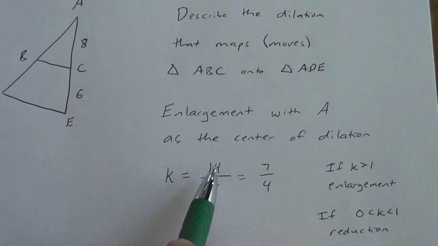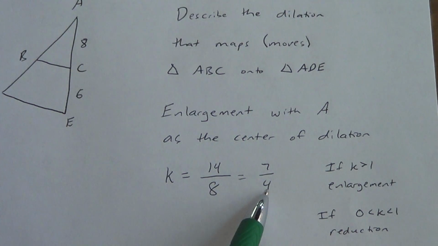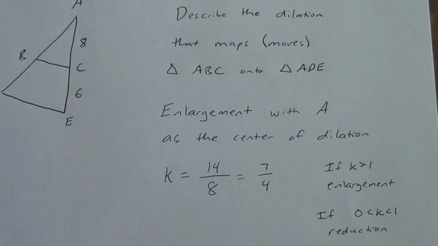So if you set this up backwards and get 8 over 14, and you're reducing it to 4 over 7, and you know that's less than 1, but you put enlargement, something's wrong. You made a mistake. Go back, figure out where your mistake is, and fix it. All right? Okay, let's do this one.